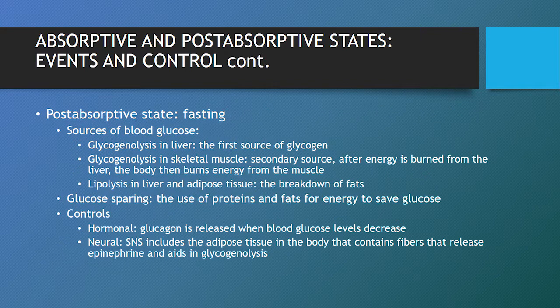And then the post-absorptive state is when you fast. Sources of blood glucose: glycogenolysis in the liver is the first source of glucose, and then glycogenolysis in the skeletal muscle is a secondary source.